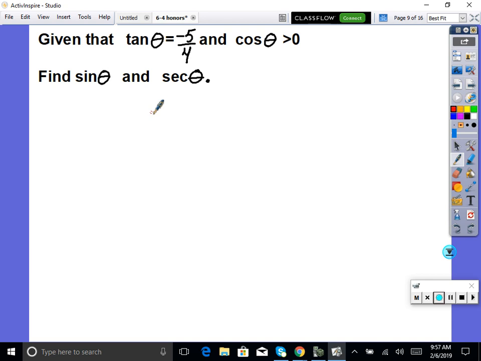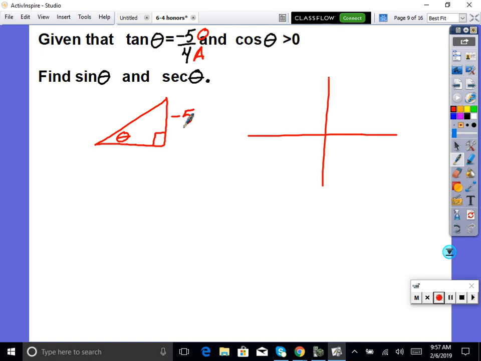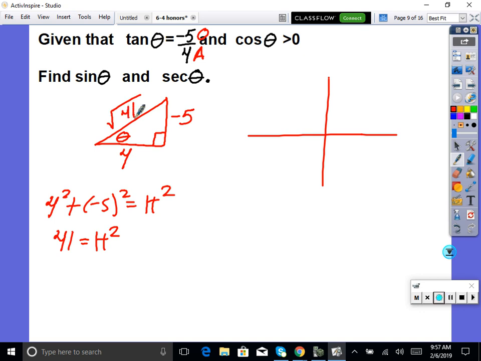So first of all, if we draw a right triangle in general, that's fine, but we have more information. We're going to have to draw it in the correct quadrant in a second. So I'll just draw a triangle in general here. Here's theta. Our tangent is our opposite side over our adjacent side. So our opposite side is negative 5. Our adjacent side is 4. Does everybody agree? Now we can find our hypotenuse real quick. 4 squared plus negative 5 squared equals hypotenuse squared. So 25 plus 16 is 41 equals hypotenuse squared. So we have the square root of 41.